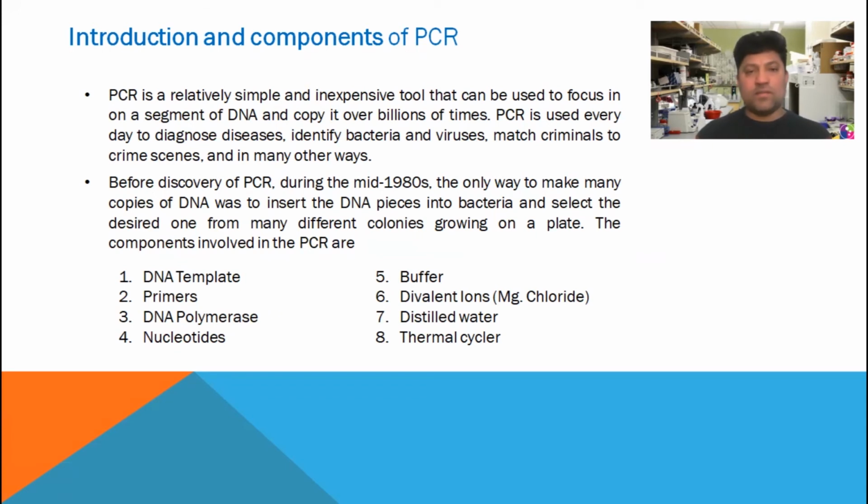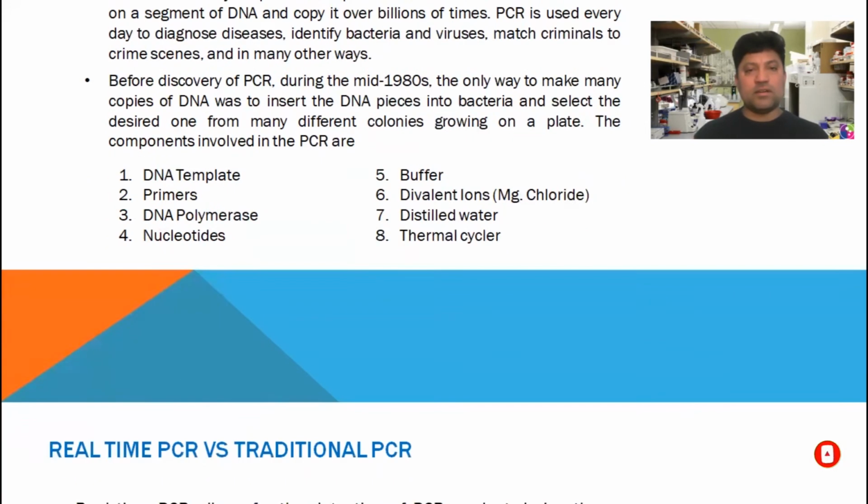for many other scientific purposes. Before the discovery of PCR in the mid 1980s, the only way to make many copies of DNA was to insert the DNA pieces into bacteria and select the desired one from many different colonies growing on a plate. That was a manual method to identify and clone the DNA segment. The components involved in PCR are eight. These are DNA template, primers, DNA polymerase enzyme, nucleotides, buffer solutions, divalent ions, distilled water, and thermal cycler.